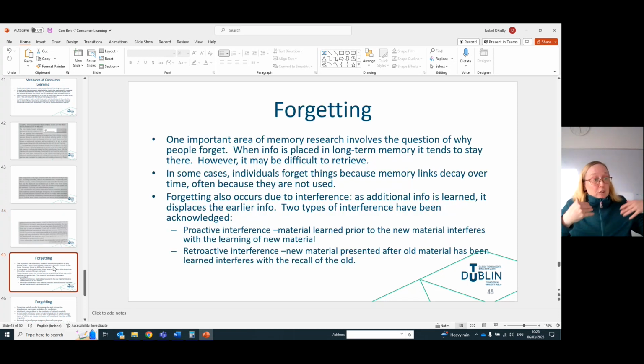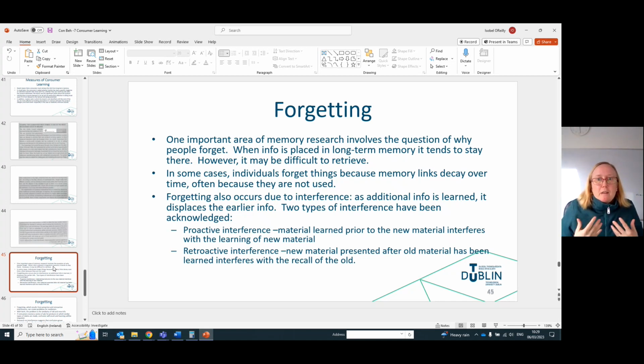So forgetting. We've talked about remembering, and obviously the brain has gone through the effort of bringing that memory and the ideas from the sensory memory, short-term memory, into long-term memory. What goes on when it has gotten that far and then is lost? One important area of memory research involves the question of why people forget. If we say that the long-term memory is unlimited capacity, how is it lost?